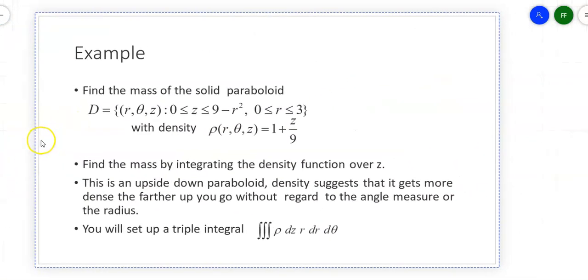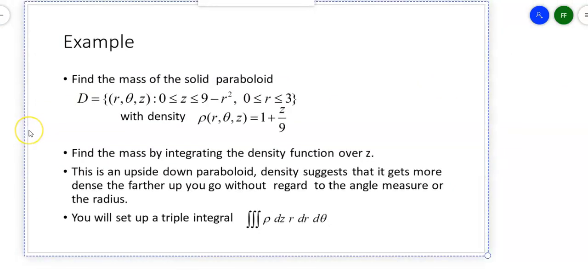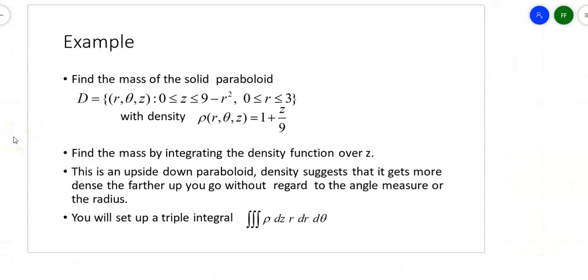This problem asks about the mass of a solid paraboloid, and I will give you the little formula at the end. We'll do a lot more with masses and centers of masses and stuff in the next section. So find the mass of that solid paraboloid. I tell you what the limits are for the z's. I tell you what the limits are for the r's. And then for the thetas, you want it to go from 0 to 2 pi.